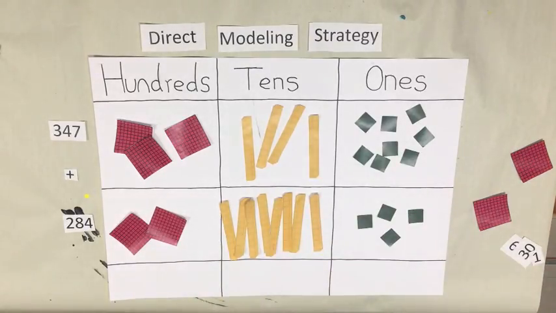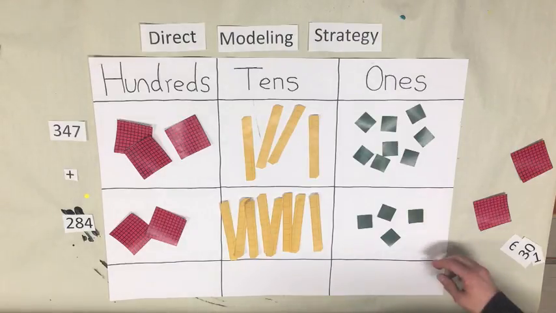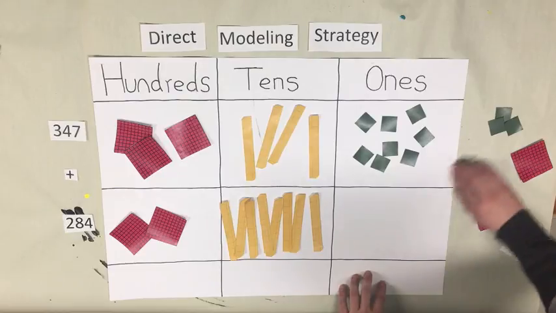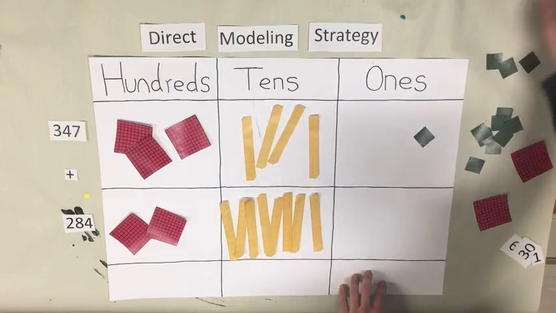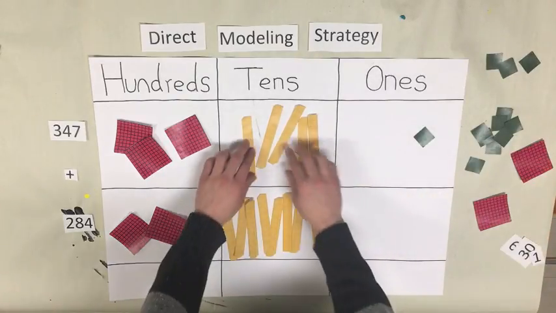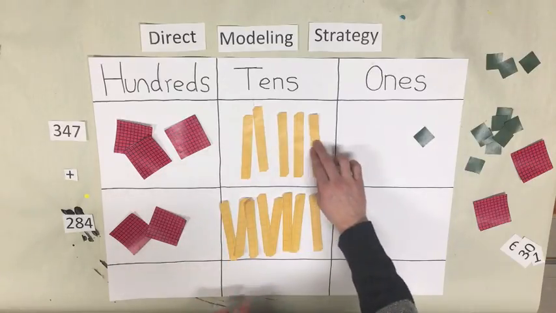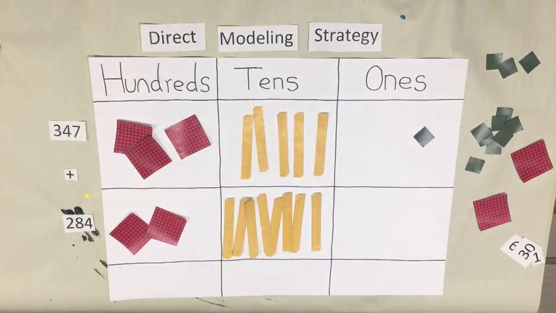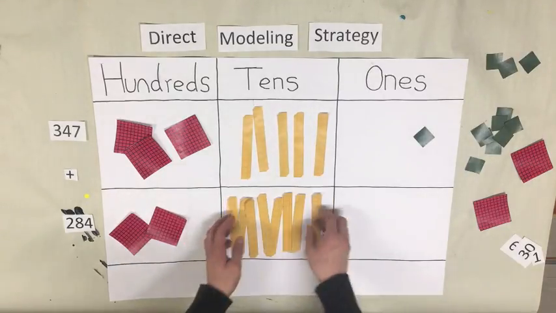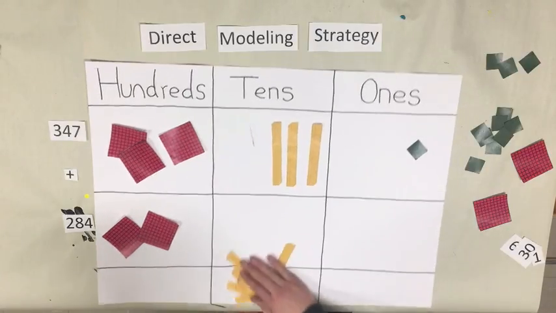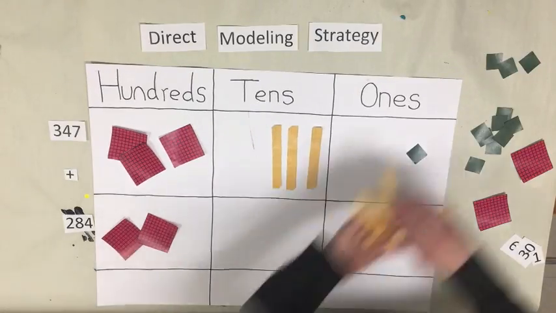Now we're going to take a moment to regroup. In the 1 section, there are 11 1s. However, we're going to trade 10 of them in for 1 10. When we look in the 10 section, we have 13 10s, but we're going to trade in 10 of them for 1 100.